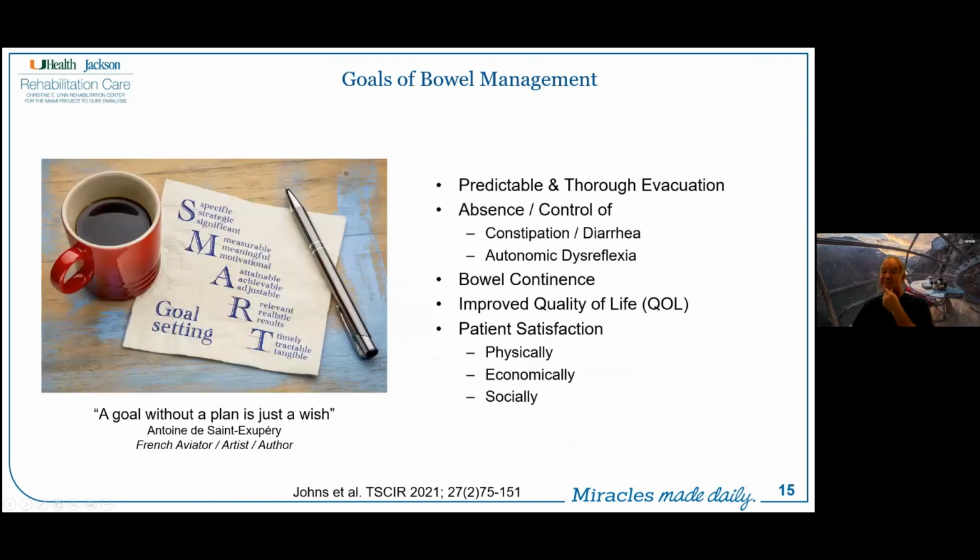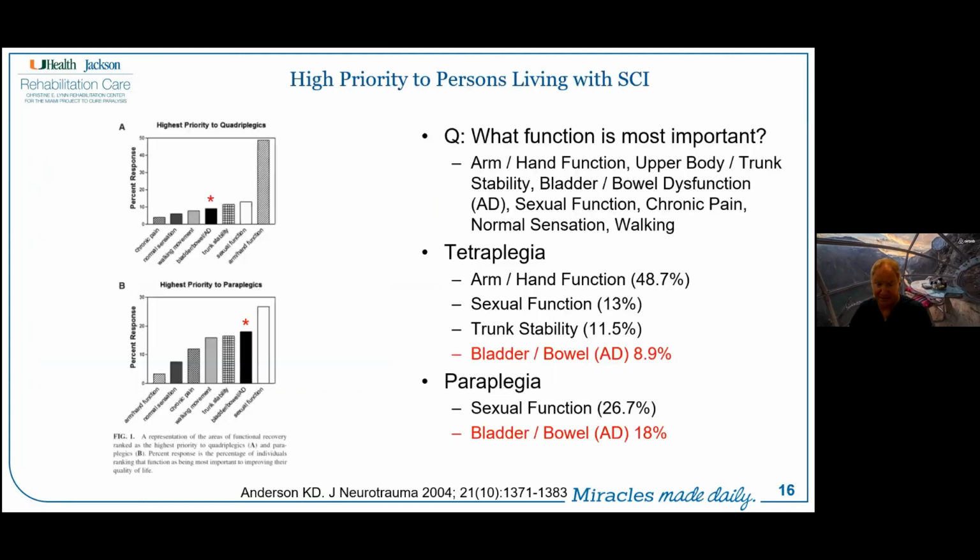So our goals of bowel management. We would like to have a predictable and thorough evacuation. We would like to have the absence and/or the control of constipation, diarrhea, and autonomic dysreflexia. We would like to have bowel continence. All of these things would improve the person's quality of life and their patient satisfaction, physically, economically, and socially. So these are essentially the goals of bowel management that are addressed in these new neurogenic bowel guidelines.